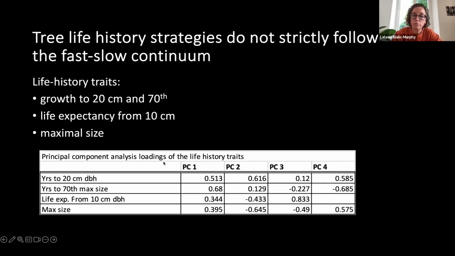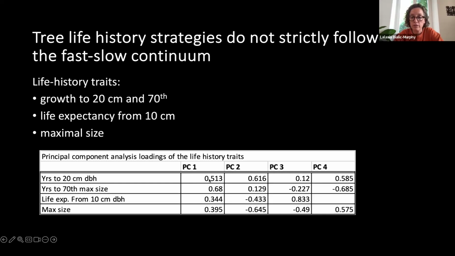In order to help simplify this variation in demographic strategies, what we did is first map out a principal component analysis, comparing the growth to 20 centimeters, the growth to the 70th quantile of the species size range, the life expectancy, and the maximal size. And you can look at the variance covariance among the traits across these PC axes.